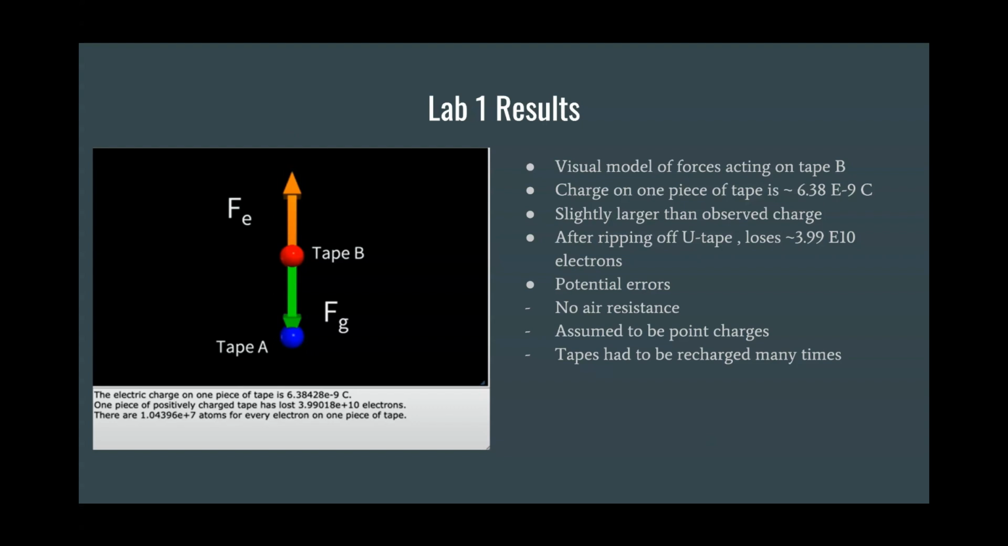And then we also calculated that after ripping off the U tape, we lost roughly 3.99 times 10 to the 10th electrons. The U tape was the tape that we used to charge the other two tapes in the first lab. So we attached the tape and then ripped it off, which charged it and took many electrons with the U tape, giving it a positive charge. And so the potential errors for this lab were that we didn't factor in air resistance. We assumed the tapes to be point charges, and the tapes had to be recharged many times.